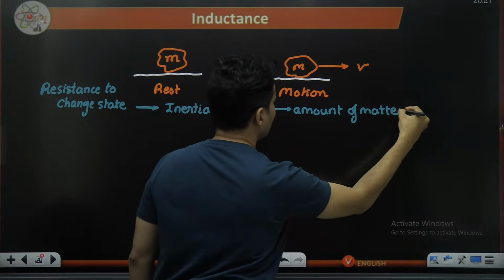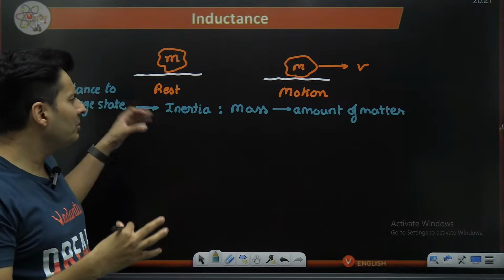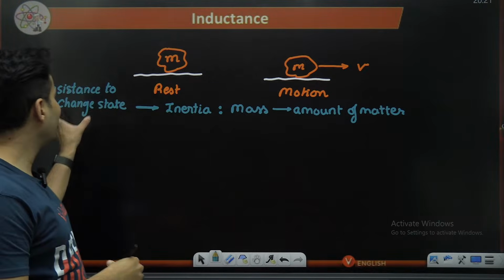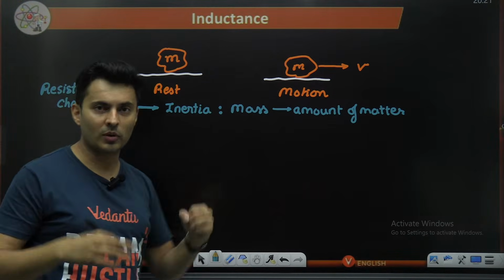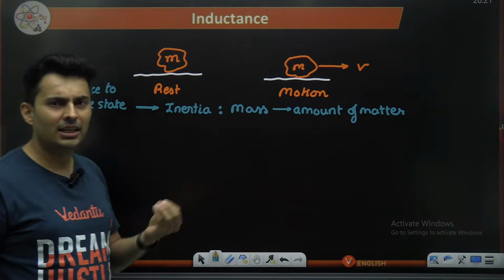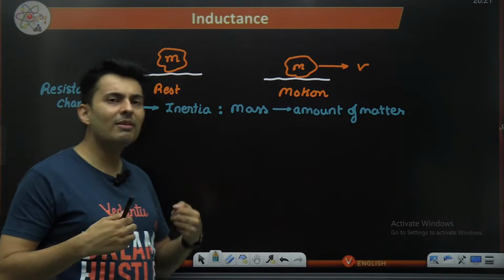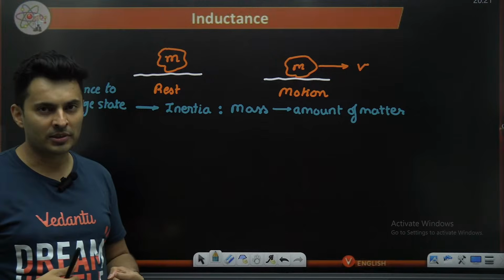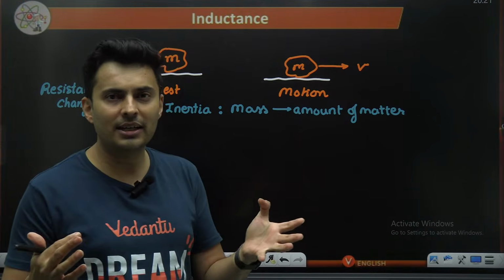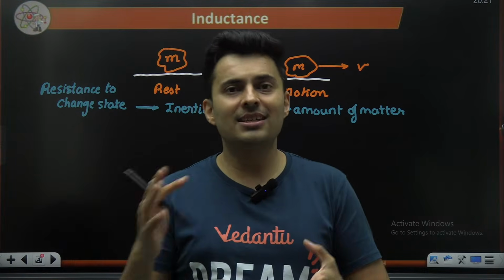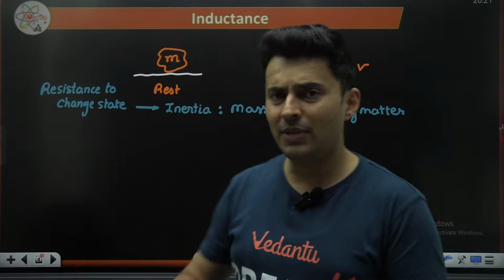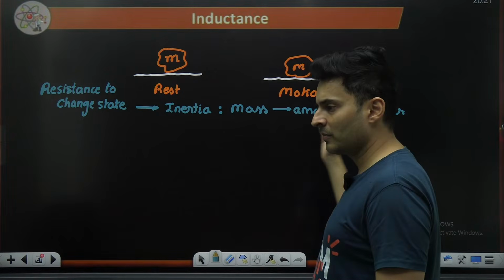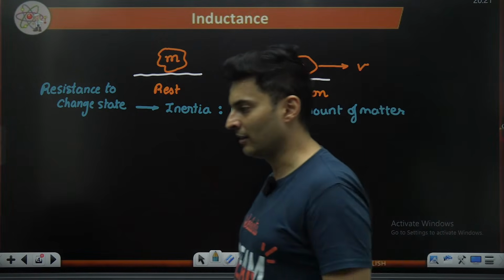So if this rock was very heavy, it will be very difficult. It will resist the change of state more. If the mass is very light, a very small stone, it will be very easy for me to change its motion. So how easy or difficult it is for me to change the state is decided by inertia, which is the mass, which is the quantity of matter, right?